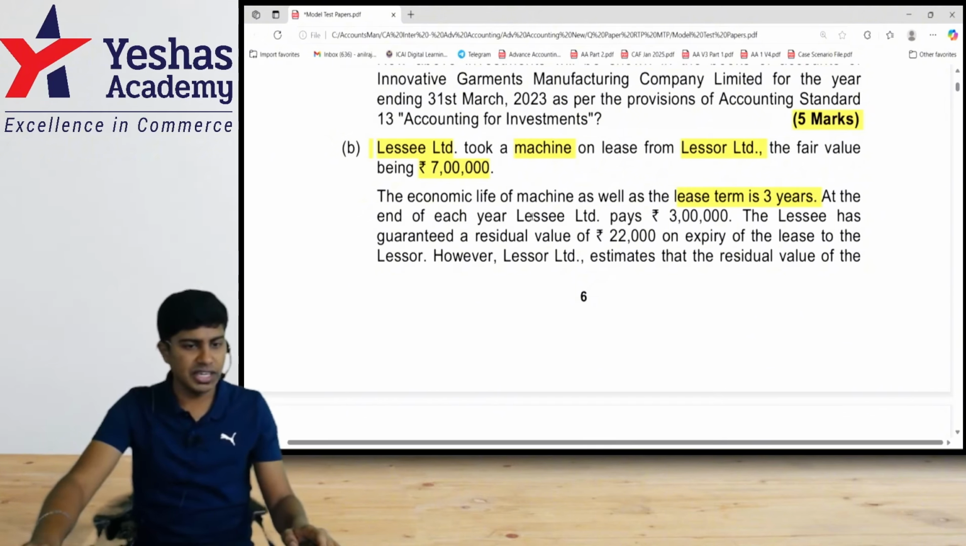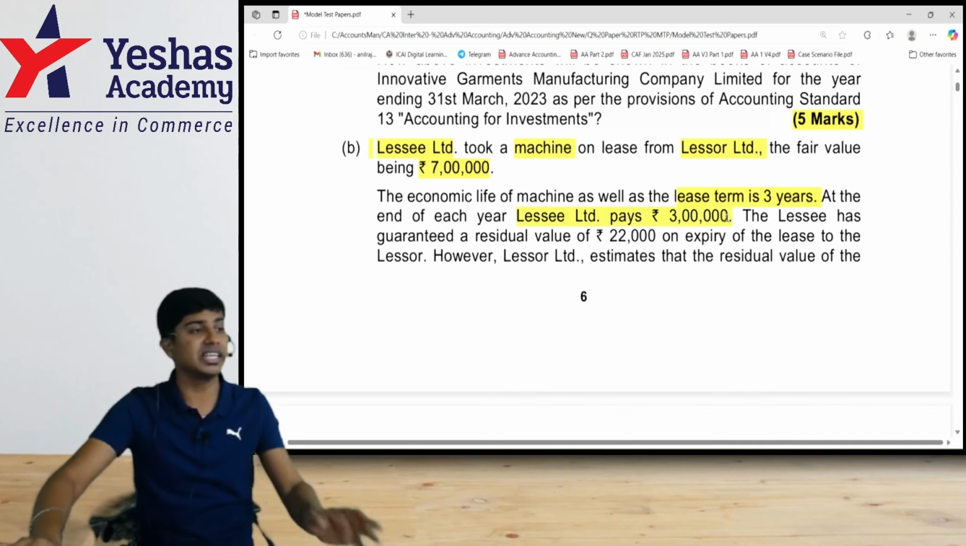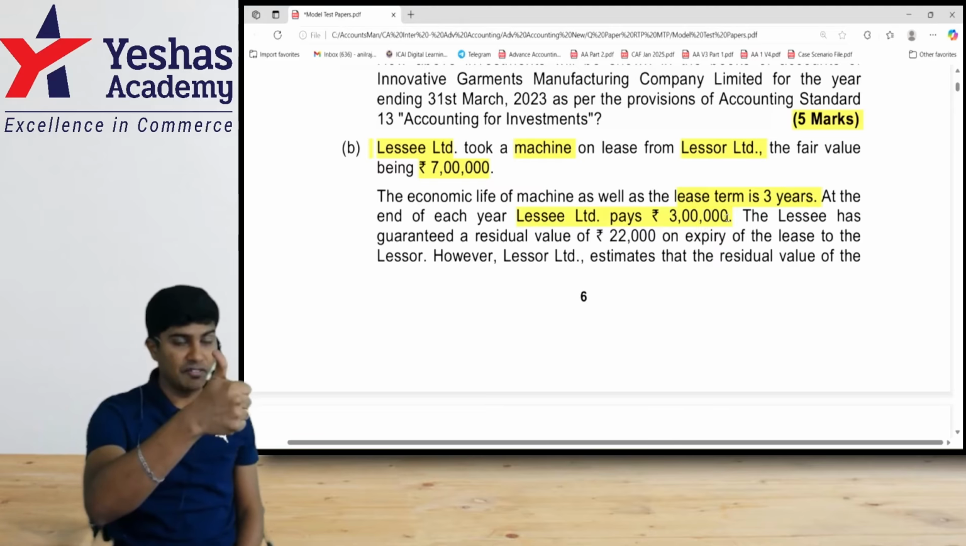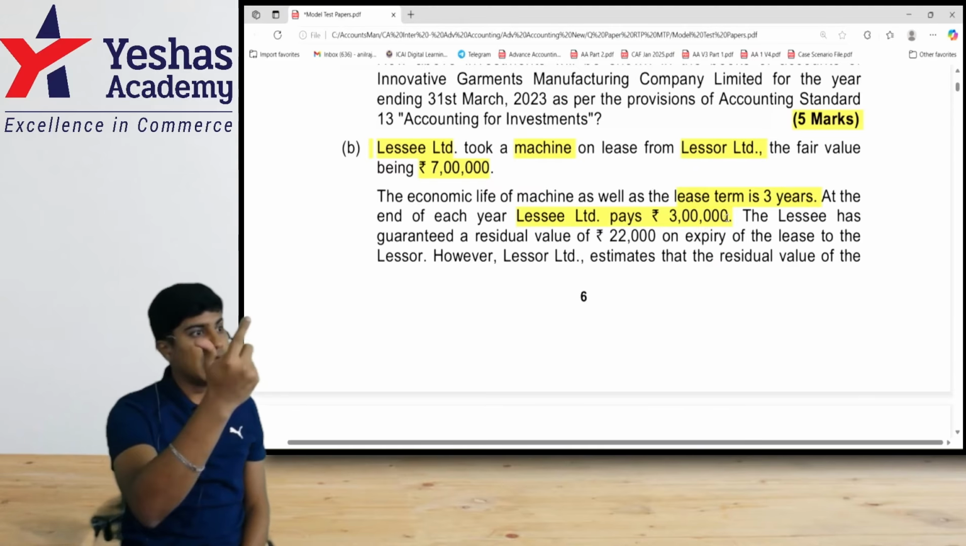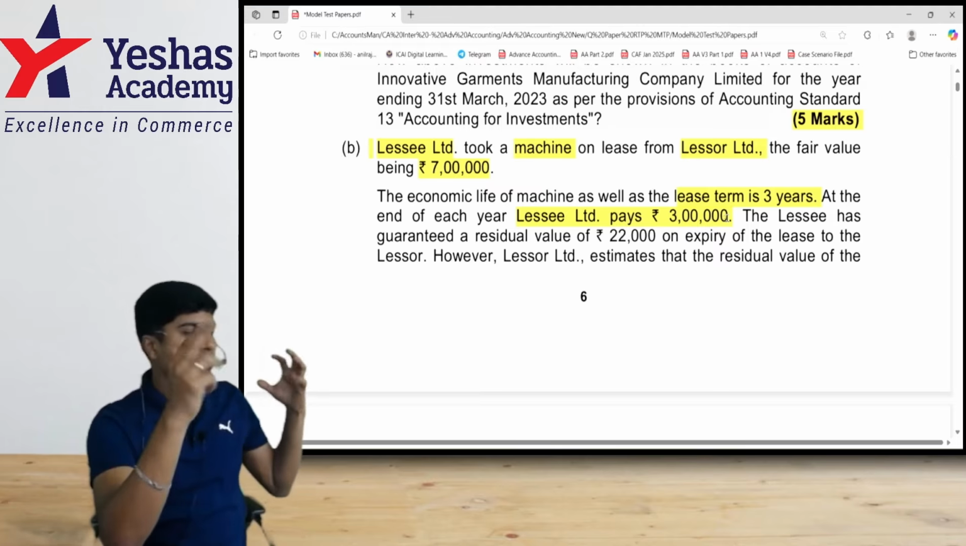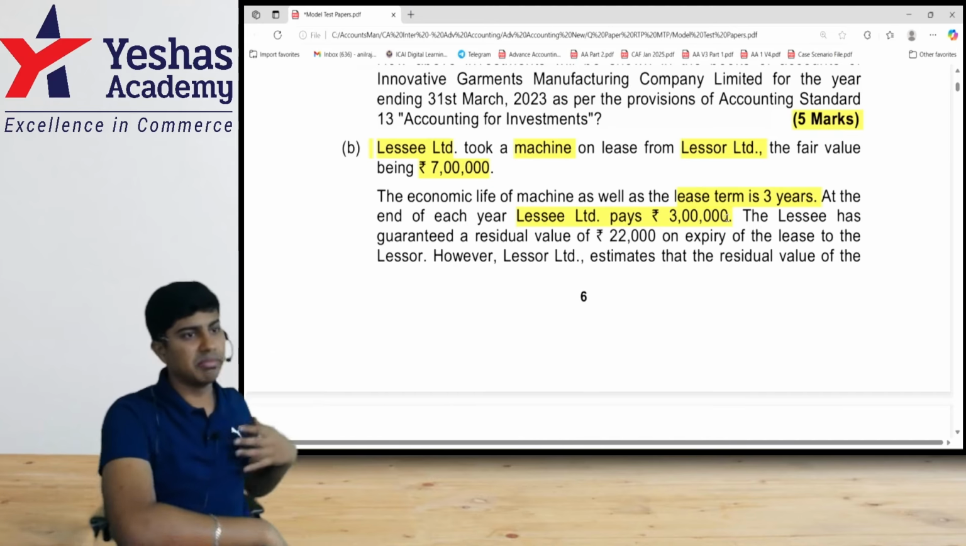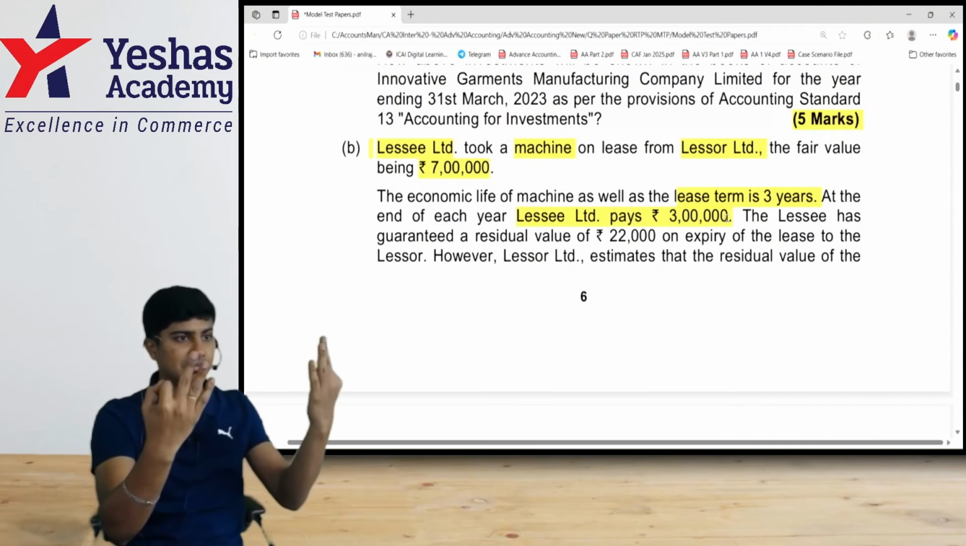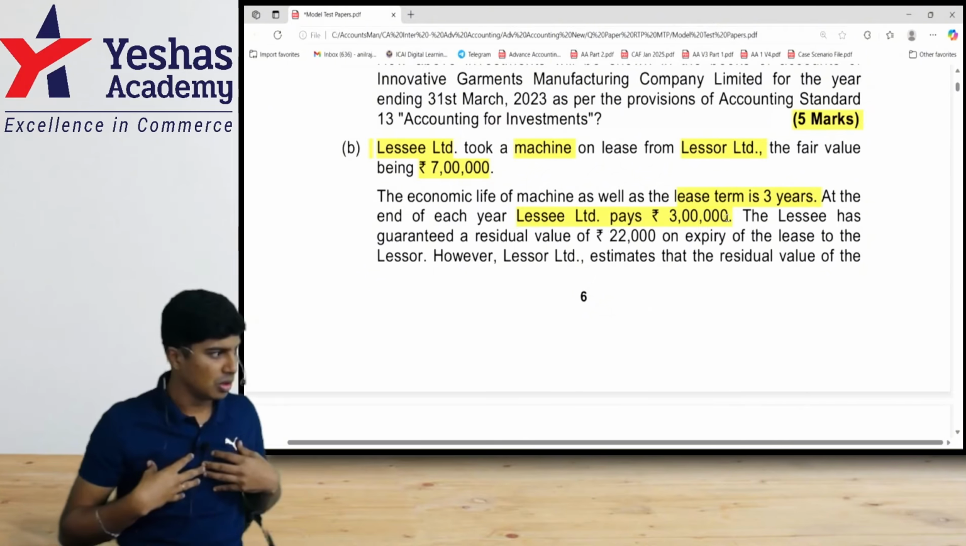Then read further. At the end of each year, Lessee Limited has to pay 3 lakh rupees to lessor. What is this 3 lakh? Lease rental. Lessee pays 3 lakh rupees at the end of year 1, at the end of year 2, at the end of year 3 to lessor. For the time being, you are lessee, I am lessor. I am collecting 3 lakh, 3 lakh, 3 lakh, 3 times. I have collected 9 lakh rupees from you. Am I right? Correct?